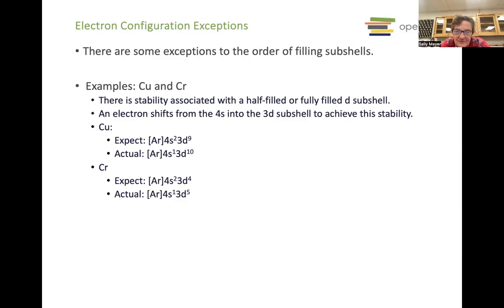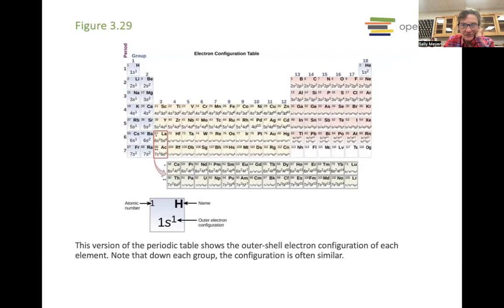So look at chromium. You would expect 4s2, 3d4, but one of those s electrons goes into the d so that you have both a half-filled s and a half-filled d. So let's just look at copper and chromium here. Copper is in the 11th column. So if you looked at it, it should be 4s2, 3d9, but it shows here as that anomaly. It's a 4s1, 3d10 because filling that d subshell is more stable.